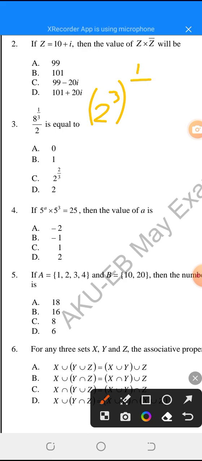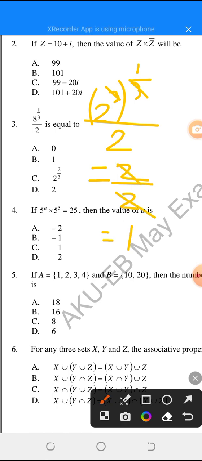And here it's 1 over 3. So 3 and 3 will be cancelled. The denominator will remain same. After cancellation, the remaining part is 2 over 2. So 2 over 2 will be cancelled. So the final answer will be 1. Means option B will be the correct one.